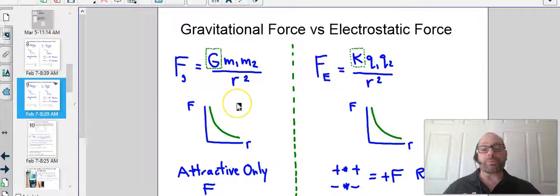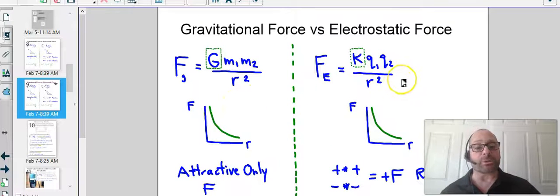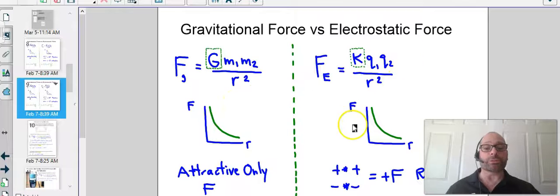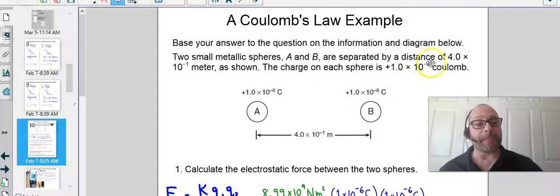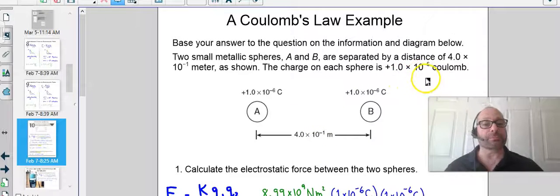We are now going to practice an electrostatic force problem using Coulomb's law. Here we have a Coulomb's law example. Base your answers to the question on the information in the diagram below. Two small metallic spheres A and B are separated by a distance of 4 times 10 to the negative 1 meters, as shown. The charge on each sphere is a microcoulomb.